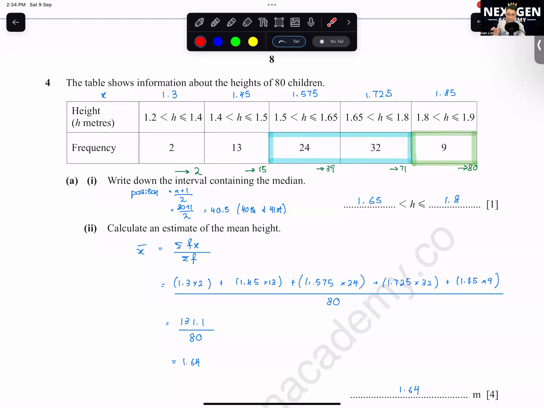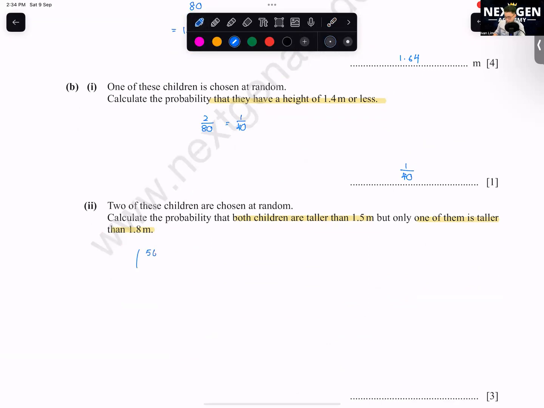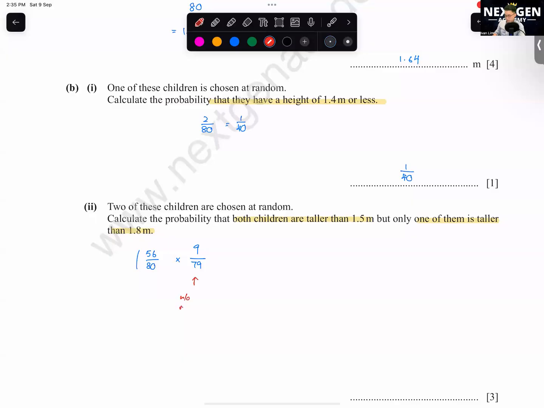What is the keyword? If they say "then", if they say calculate the probability that I need to choose one child from this one, then the other child is from 1.8 meter, then that one only you times. In this case, you write down the probability first. The blue group will be 56 over 80. Then the second kid will be from the 9, from the green group, and your total will also minus 1 because this one is without replacement. How do I know without replacement? You choose the boy already, you cannot choose him again, right? There's only one boy. So we need to use our logic here also.